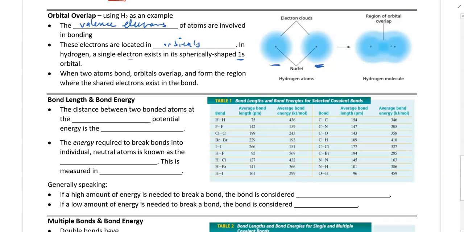So the main takeaway here is that the reason why there's any bonding, or at least part of what forms the bond, is that space where there's an overlap. That overlap, again, is where the orbitals have overlapped.